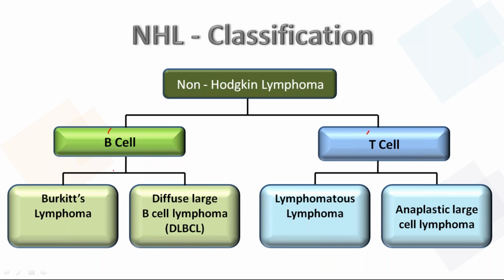Under B cell classification, there are two varieties: one is Burkitt lymphoma, second is DLBCL, diffuse large B cell lymphoma. Under T cell also there are two varieties: one is lymphoblastic lymphoma, second is anaplastic large cell lymphoma. Just remember these four names, that's all. If you give this diagram, that's more than enough if you are asked to draw the classification of NHL.